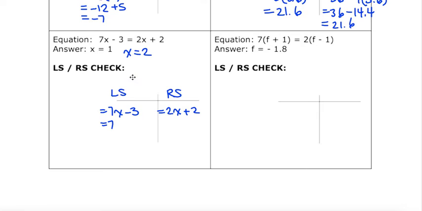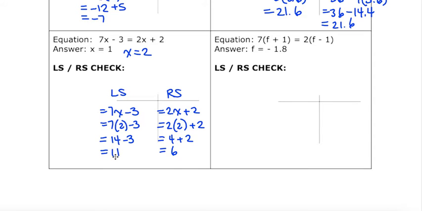So I'm going to substitute the value of 2 in for x. So 7 times 2 minus 3. 7 times 2 is 14, and 14 minus 3 is 11. And on our right side, again, we're going to substitute the value of 2 in for x. So 2 times 2 plus 2. 2 times 2 is 4, and 4 plus 2 equals 6.